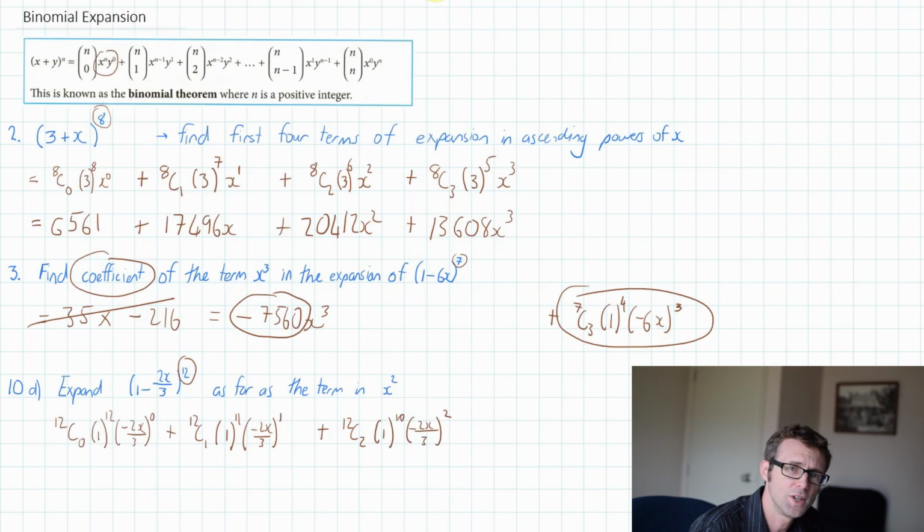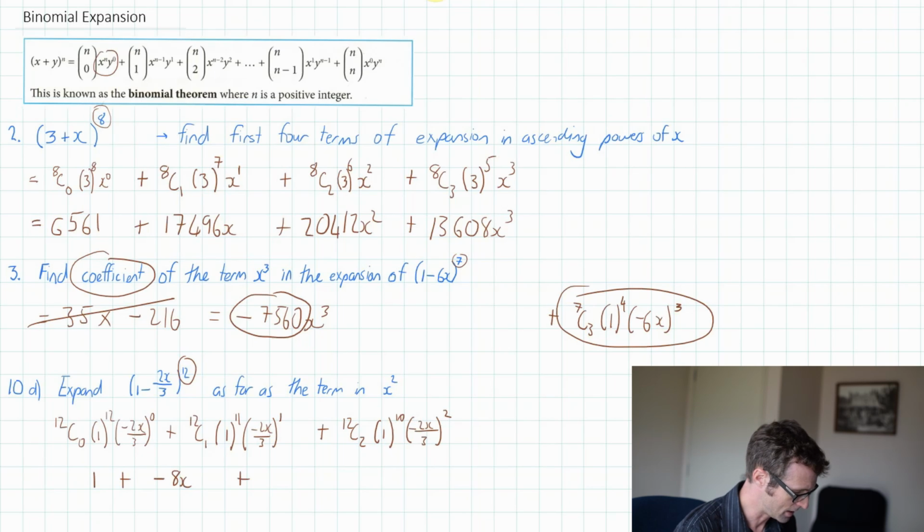12 choose 0 is 1, so the first term is 1. 1 to the 12 is 1. Anything to the power of 0 is 1. Next one, 12 choose 1, which is 12. We multiply that by 1 to the power of 11, which is 1. So we've got 12 times minus 2 over 3. That's negative 24 over 3, which is negative 8, so it's negative 8x. Then the final term that we're doing is 12 choose 2.